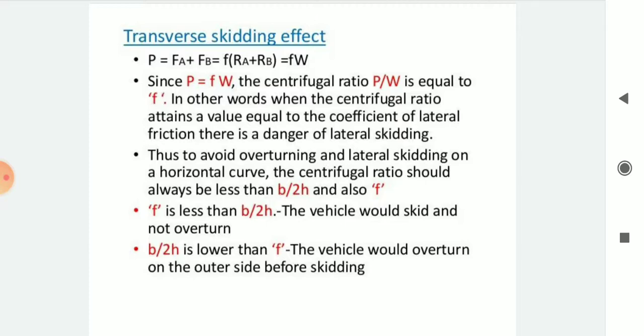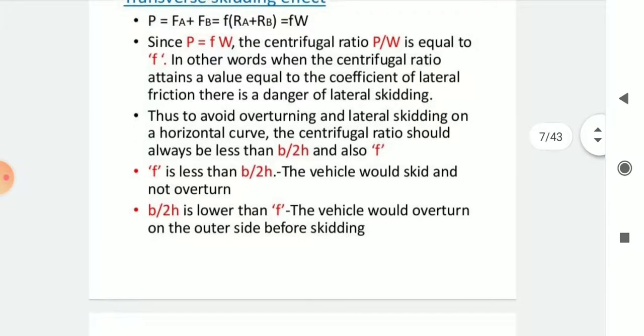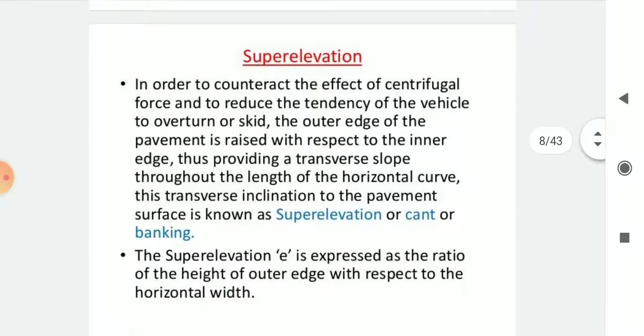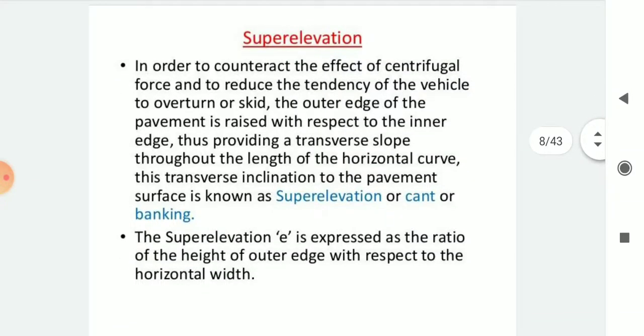If f is less than b/2h, the vehicle would skid and not overturn. If b/2h is lower than the f, the vehicle would overturn on the outer side before skidding. Okay, so this is about the curve.